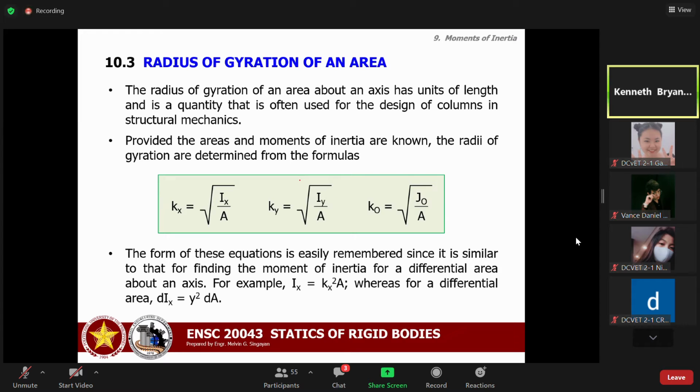Okay, so the form of this equation is easily remembered since it is similar to that for finding the moment of inertia for a differential area about an axis. So for example, Ix is just equal to Kx squared A, whereas for a differential area, dIx is equal to y squared dA. So the form of these two equations are quite similar. Okay?